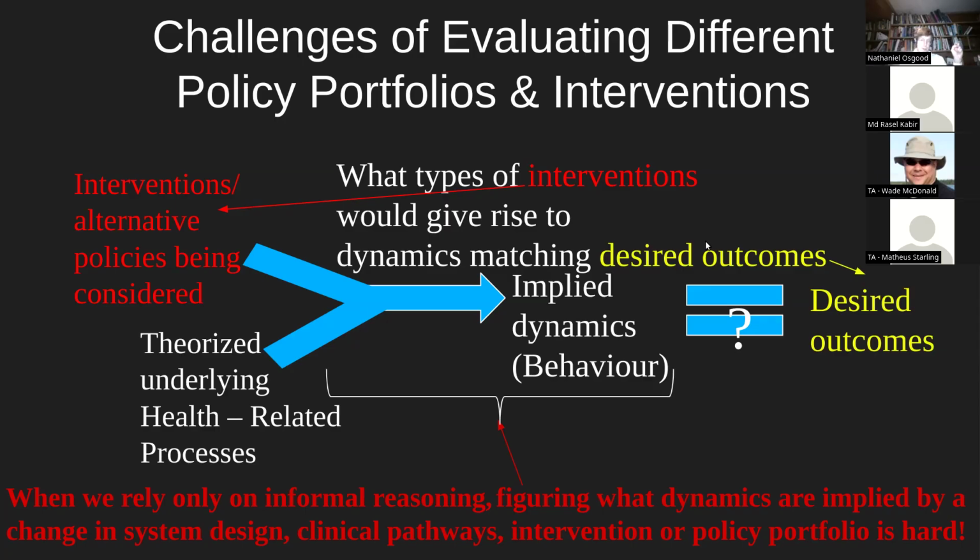And we're trying to get to certain desired outcomes, but relying on informal reasoning to put these things together to say which interventions would have biggest effect. How soon would they have effect? On which groups? Would it be equitable? This is really a fundamental challenge.